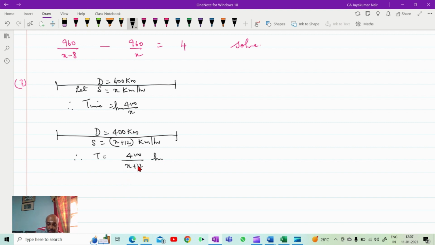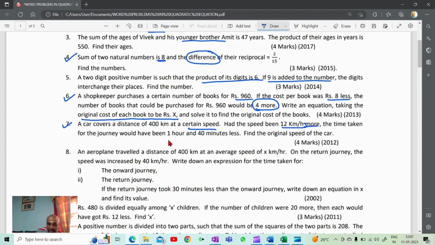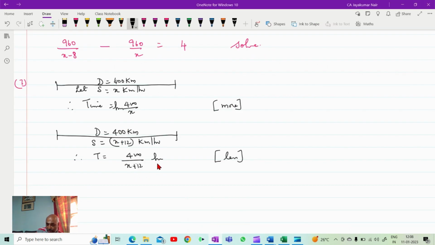Remember, here the speed is more. Since the speed is more, you will reach your destination earlier. So that means the time taken will become less. So this is less and this is more. Earlier it was taking more time, but now it will take less time. So what's the difference in time? They say 1 hour 40 minutes. Remember, this is in hours, this is in hours.